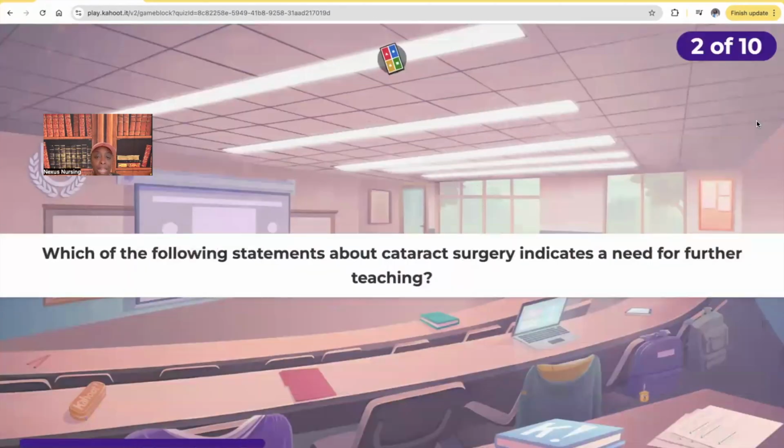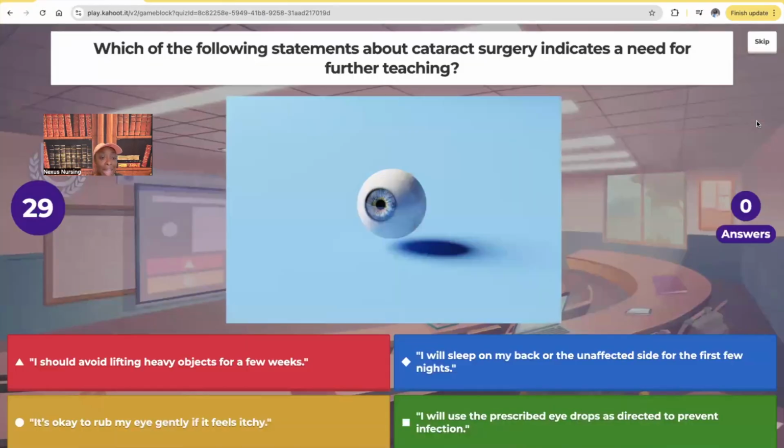Which of the following statements about cataract surgery indicates a need for further teaching? Is it, I should avoid lifting heavy objects for a few weeks? I should sleep on my back or the unaffected side for the first few nights? It's okay to rub my eye gently if it feels itchy? Or I will use the prescribed eye drops as directed to prevent infection?